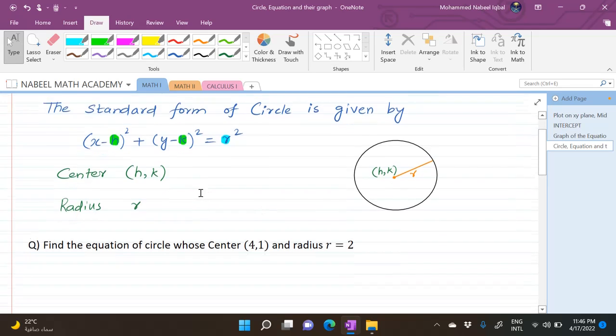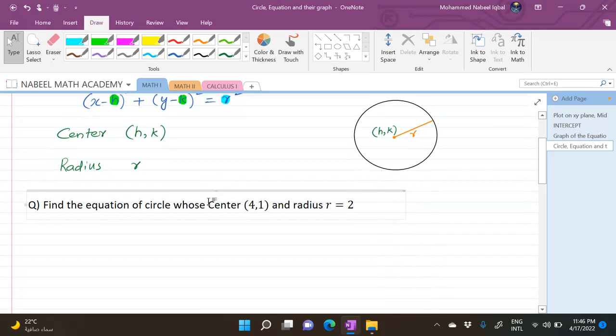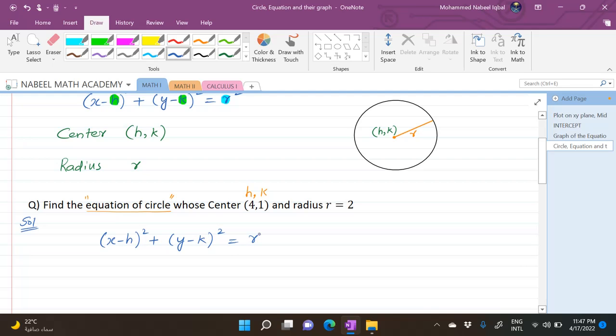Now let us go with the first example. Find the equation of a circle whose center is 4, 1 and the radius is 2. So here, what are the given things? h, k is given. You have r and you have to find the equation of the circle. First, I have to write the standard form of the circle. What is the standard form here? The standard form is x minus h whole square plus y minus k whole square equal r square.